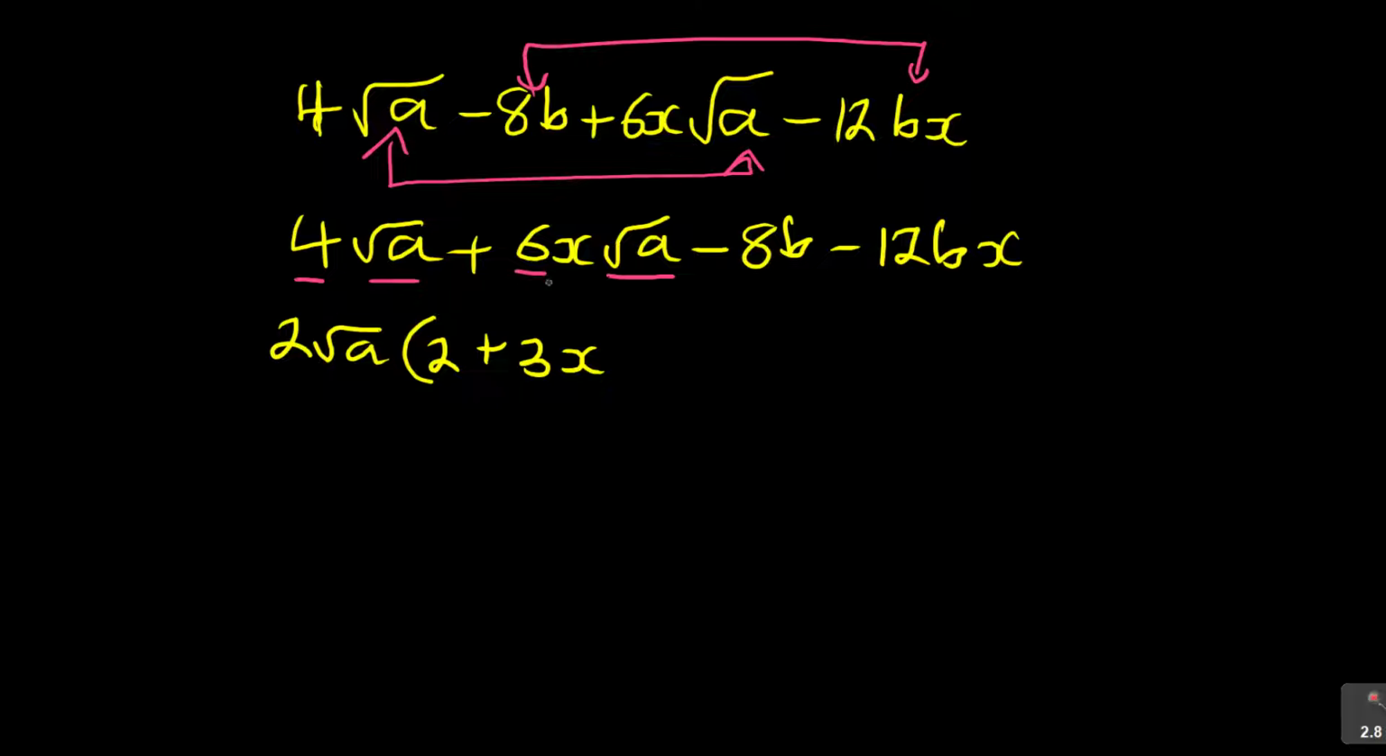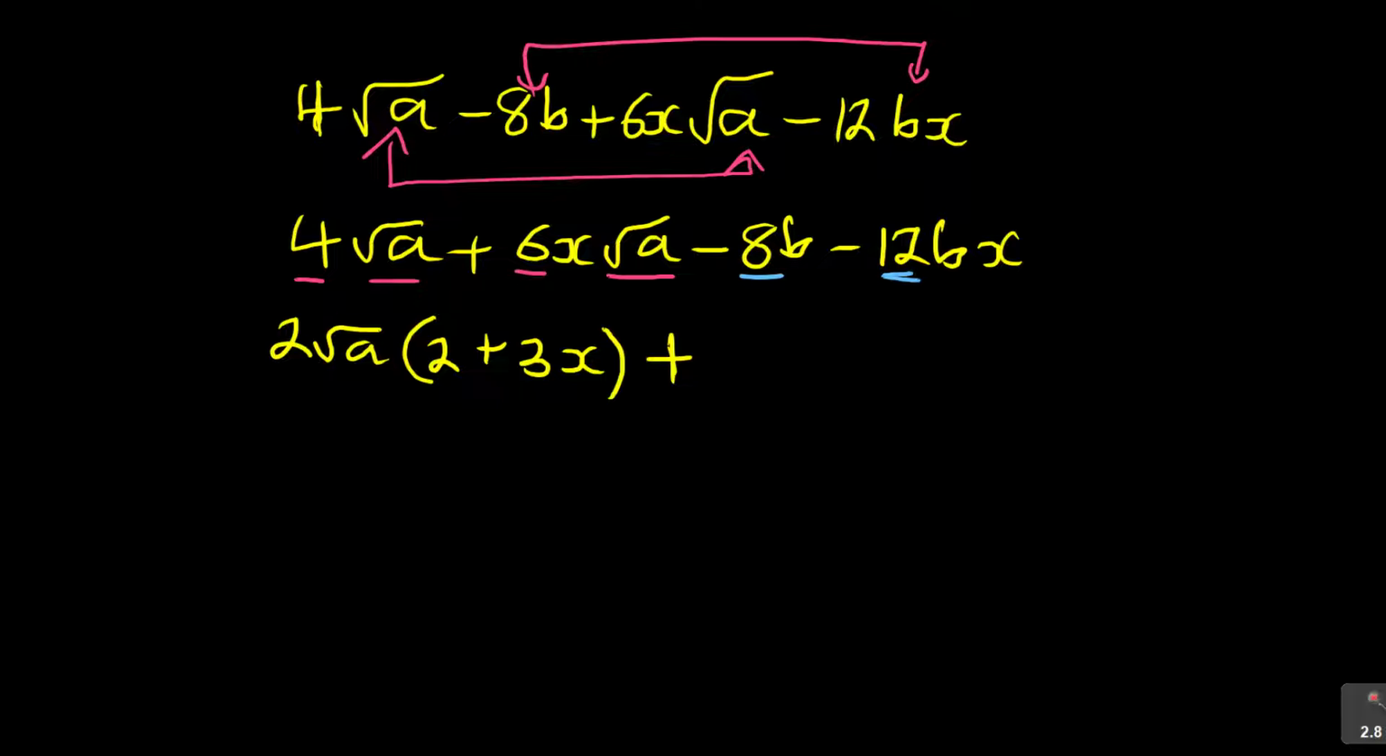It was actually 2 into 6 is 3x. So that's what I'm getting. So I need to get a similar bracket in the next one. But for now, just put a plus, and then when you say plus, ask yourself what's common between 8b and 12bx. You can see 8 and 12. Which number goes into 8 and 12? The highest number, the highest factor.